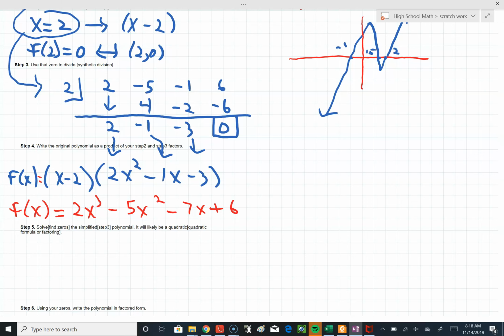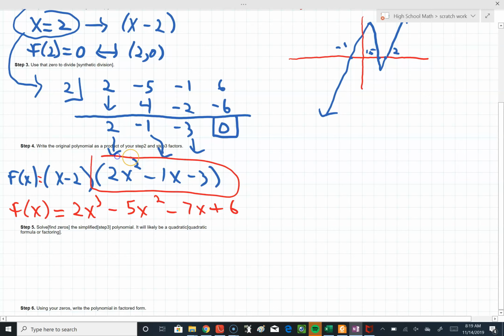The blue line is where we are. Here we have divided: this thing here is this, this x minus 2 is this. When we divide this by this, we get this thing here. Now, we have a simplified polynomial. Find the zeros of that simplified polynomial. It will likely be a quadratic. We can see this thing is a quadratic. We are now going to set this equal to 0.